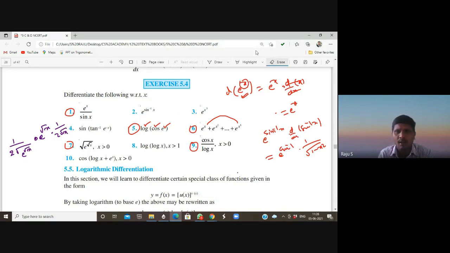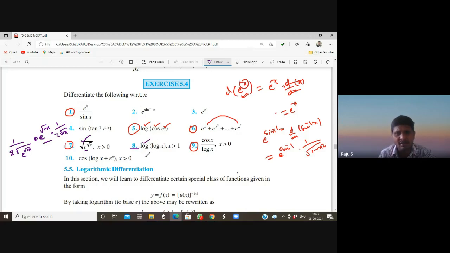Once again, what I have done here directly, I used the root x formula. Root x derivative is 1 by 2 root x. Then the e power x formula: e power x is e power x. Then root x is 1 by 2 root x. This is the direct answer. Okay, direct answer for the 8th question.